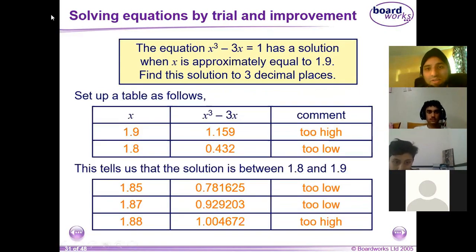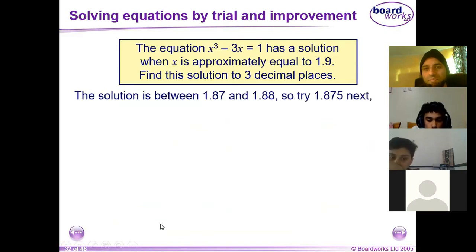Now they want the answer to 3 decimal places. They want the solution to 3 decimal places. We're still at 2 decimal places, but now life's going to get a bit more accurate. We know our answer is between 1.87 and 1.88. Okay, so because it's between 1.87 and 1.88, we try what's in between them next, 1.875.